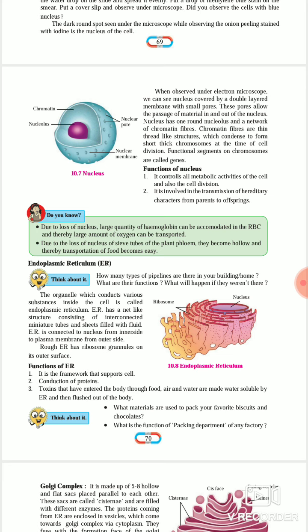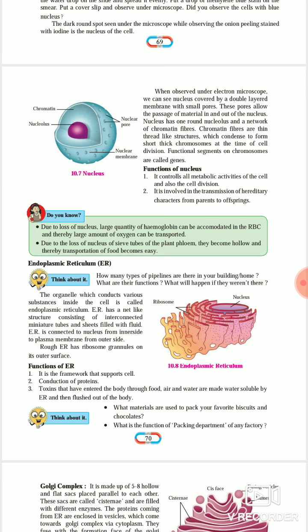Endoplasmic reticulum, which is also known as ER, has a net-like structure consisting of interconnected miniature tubes and sheets filled with fluid. Endoplasmic reticulum is connected to the nucleus from the inner side to the plasma membrane on the outer side.